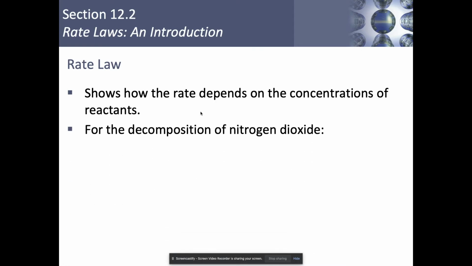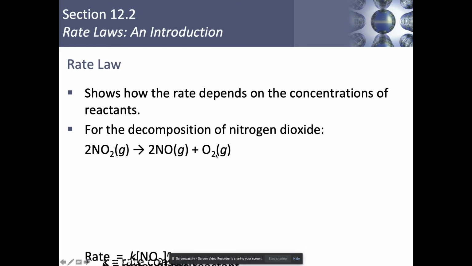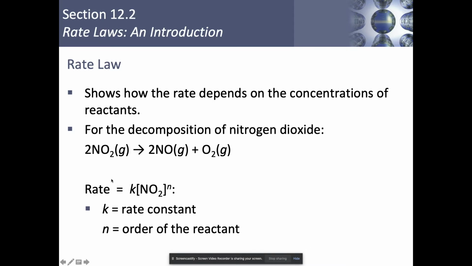So for the decomposition of nitrogen dioxide, we would end up with our balanced equation that we had previously, which looked something like this, where we have 2 NO2 that's going to yield 2 NO and 1 O2 gas molecule. And this is how we would write the rate law. All rate laws look the same. It would be k times whatever your first reactant is, and in this case we only have one, raised to some power. k being the rate constant and n being what we call the order of the reactant.